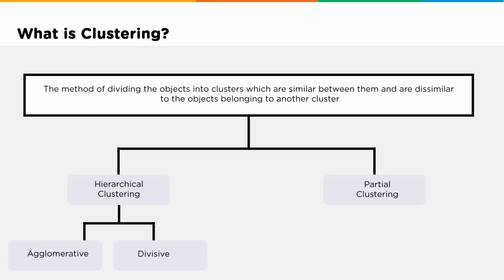And then for partial clustering, the 2 most common ones are k-means, which is probably the most commonly used for partial clustering, and there's also fuzzy c-means. There are other ways of clustering and other algorithms out there, but these are the 2 big ones, k-means really being the most common one used. But we're not going to dig too deep into partial clustering because we're studying hierarchical clustering today.